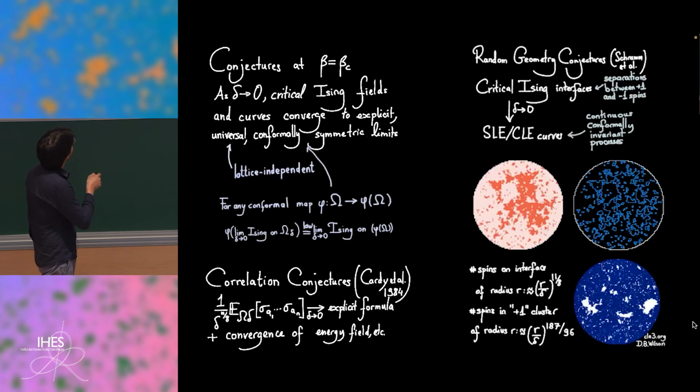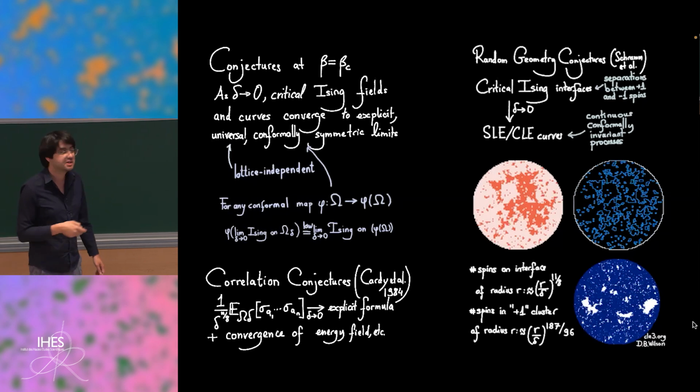So here I drew spins in red and white, and there are plus boundary conditions, so the boundary is white, and the interfaces, the boundaries between the spin clusters, form a collection of loops. It was conjectured that the law of these loops has a very specific scaling limit, and that this process would be a process called CLE3.